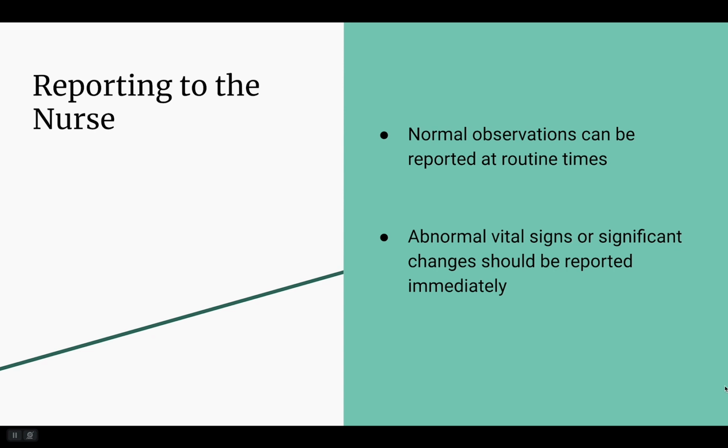In addition to documenting client cares and data collected, nursing assistants also report findings to the nurse. When observations are normal, they can be reported at routine times, such as during shift change report. However, abnormal vital signs or significant changes in client status pertaining to breathing, circulation, cognition, pain, or falls should be immediately reported to the nurse for rapid assessment and intervention to ensure client health and safety.